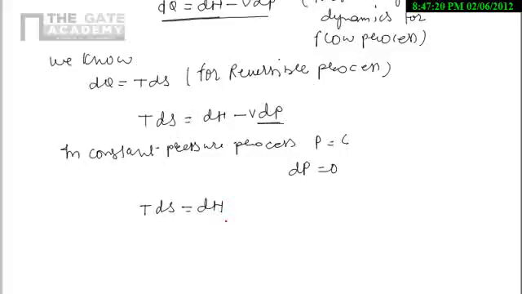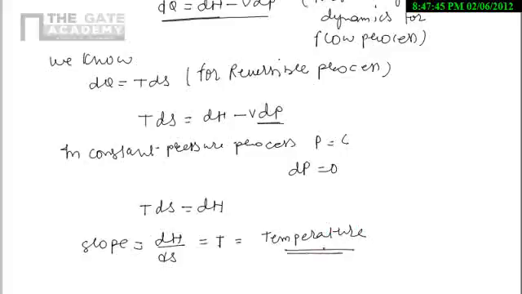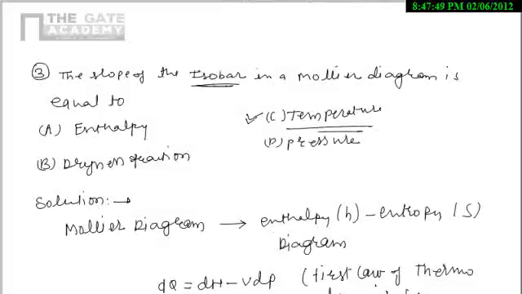And slope of the isobar in a Mollier diagram will be dH by dS, so it will be equal to T, temperature. So the slope of isobar in Mollier diagram will be equal to temperature. So correct answer is C, that is temperature. Temperature will be the correct answer.